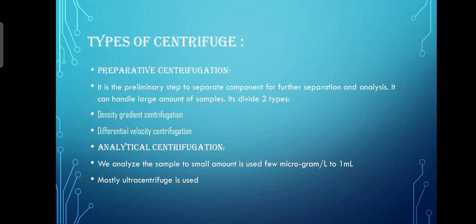Preparative centrifugation is the preliminary step to separate components for further separation and analysis. It can handle large amounts of samples. It is divided into two types, that is density gradient centrifugation and differential velocity centrifugation. And the second one is analytical centrifugation. We can analyze the sample when a small amount is used, a few microgram per liter to 1 ml. Mostly an ultracentrifuge is used.